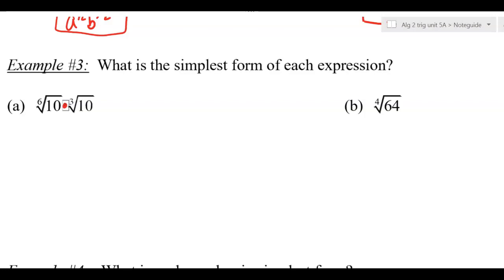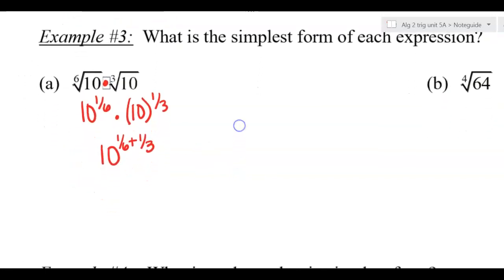But if we rewrite this as a problem with exponents, this is the same as having 10 to the 1/6 power times 10 to the 1/3 power. And what do our exponent rules say that we can do in a situation like this? When you have 10 raised to one power times 10 raised to another power, what exponent rules can we apply here? How can we simplify this? Taylor? Yeah, we can add the exponents. So we can keep the base of 10, and it will be to the power of 1/6 plus 1/3.